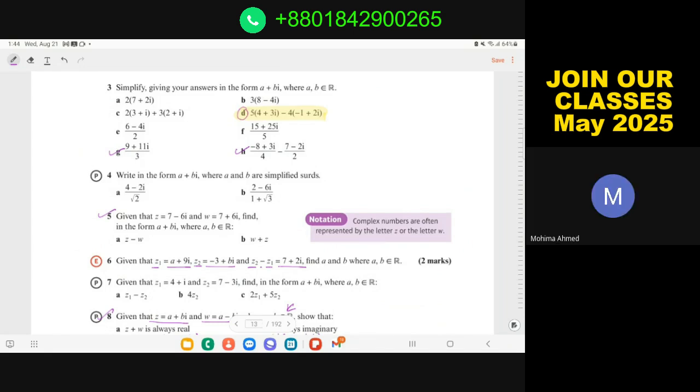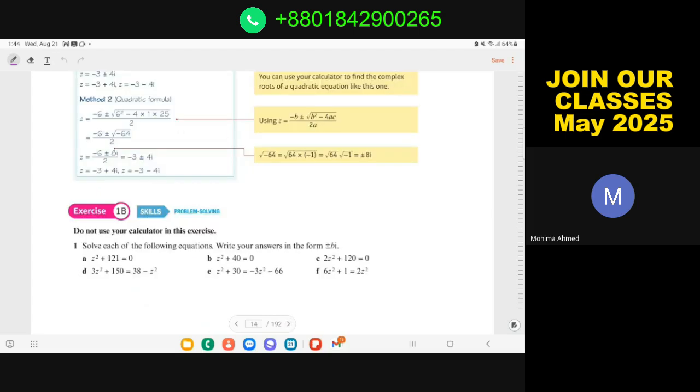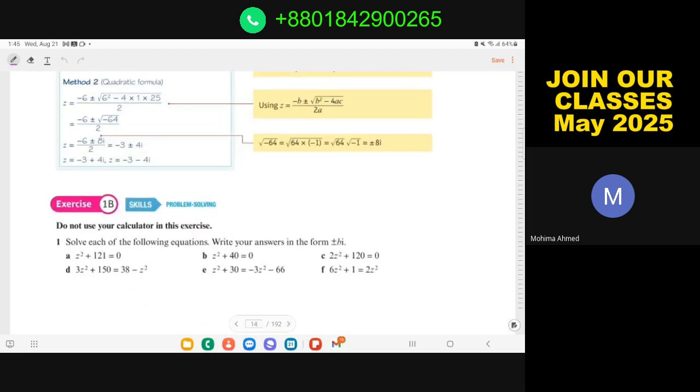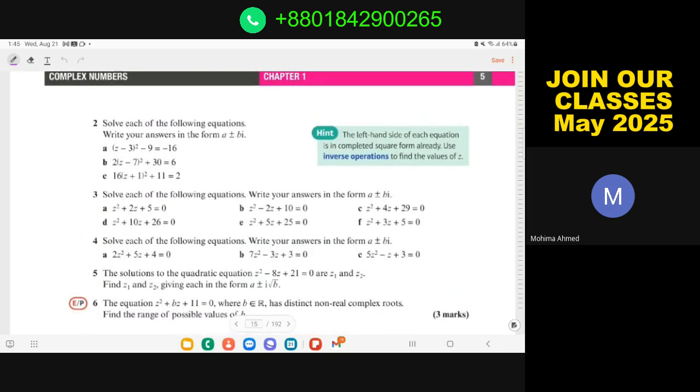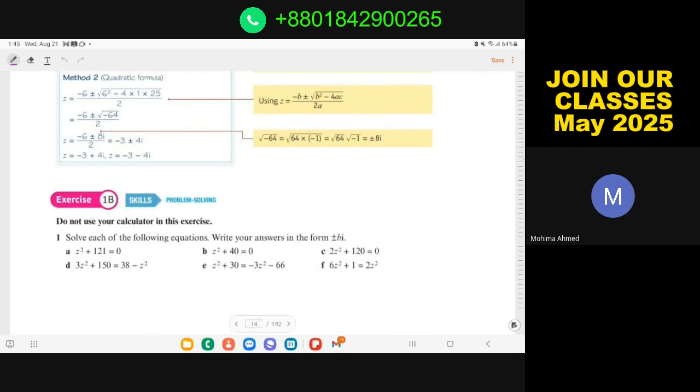Okay, then I still want to explain a few maths from question 1b. I will not explain a lot from this exercise, just one, and then we will stop, so that I can give you at least some homework from there. It says: solve each of the following equations and write your answers in the form plus minus bi. So we'll solve this one. 6z squared plus 1 equals 2z squared.